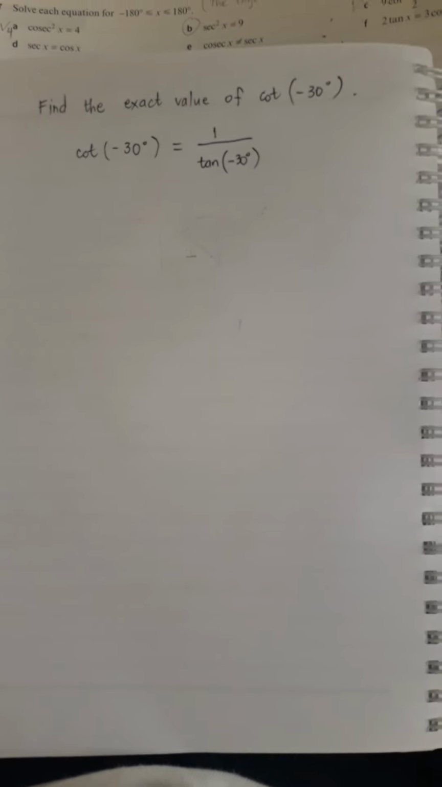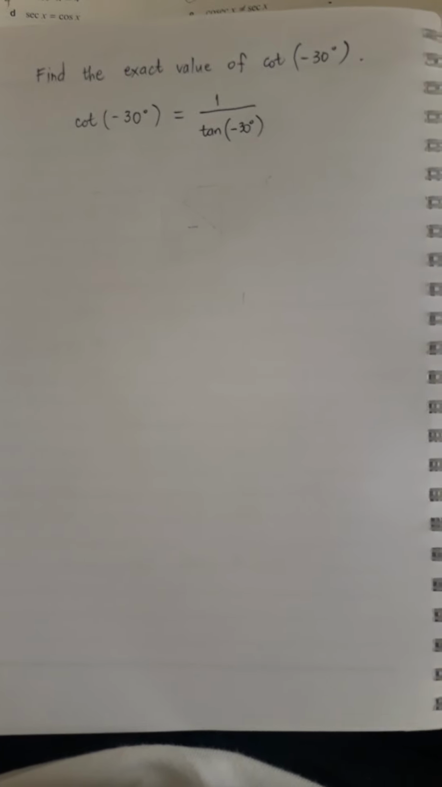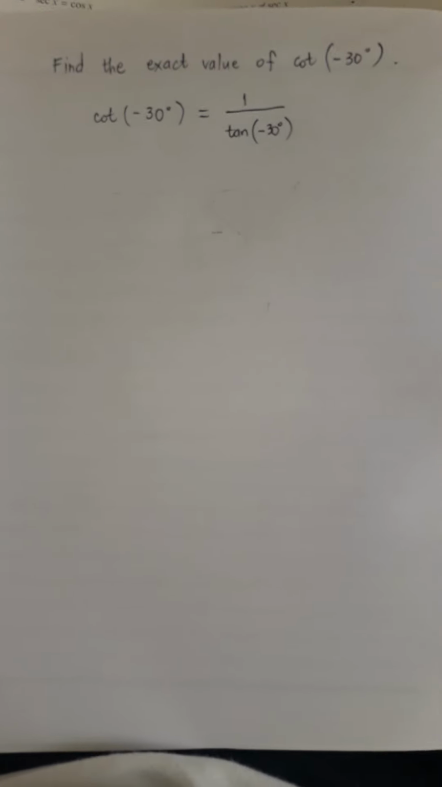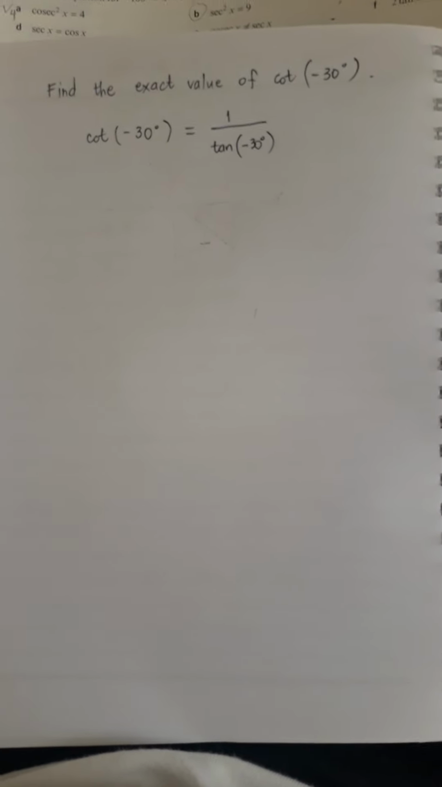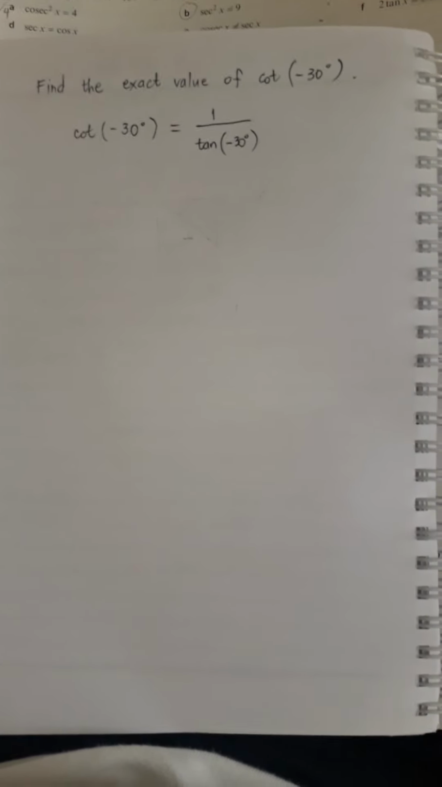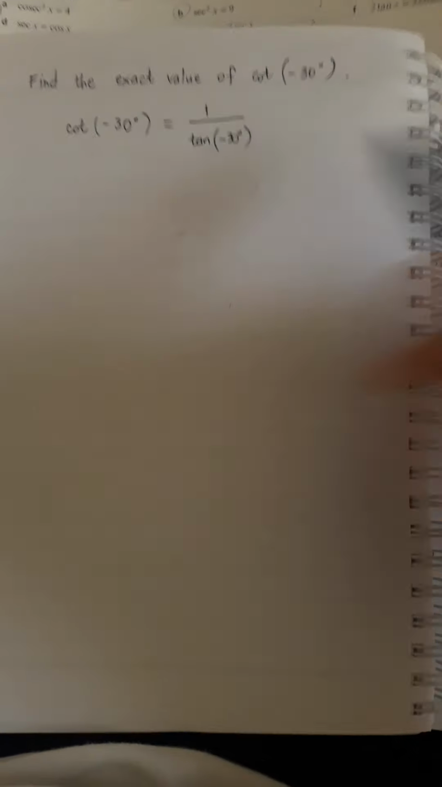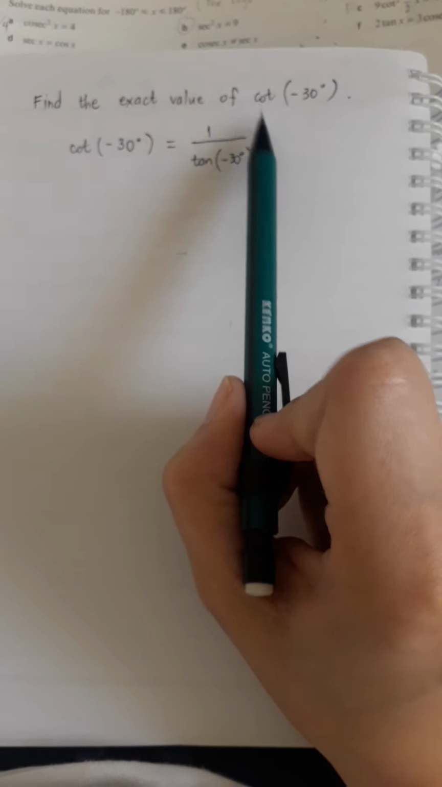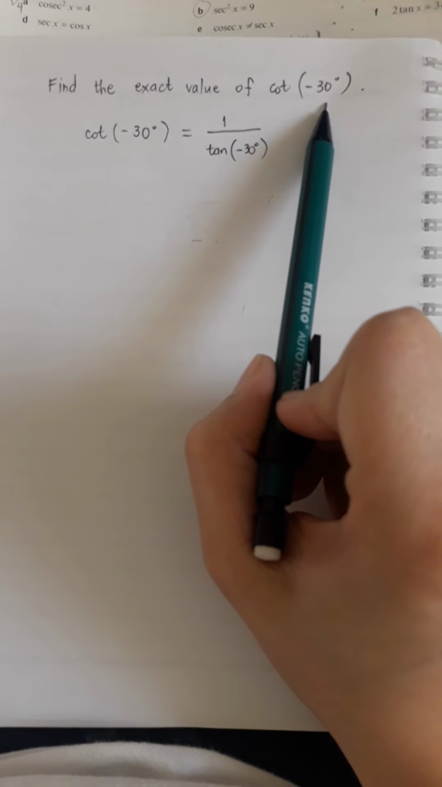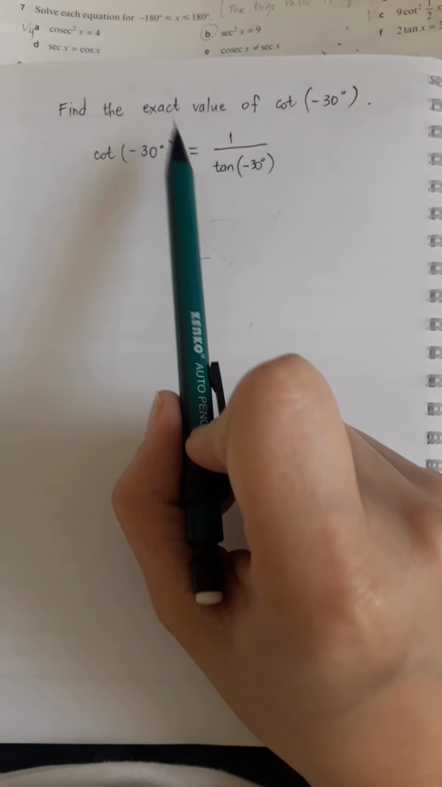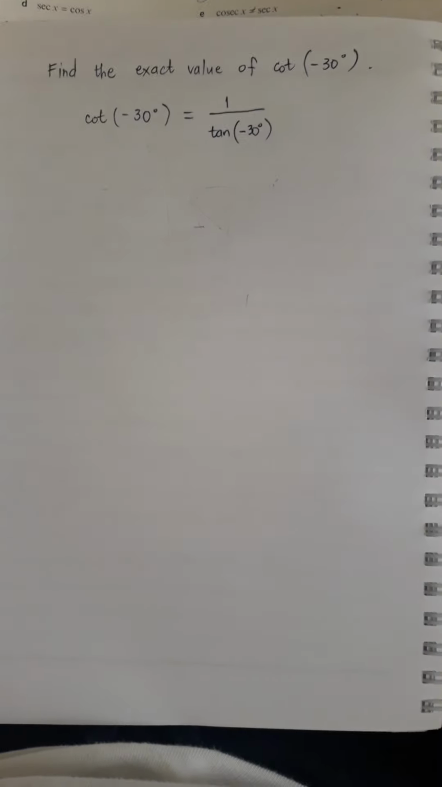Okay. This is video tutorial number 1 for chapter 3, which is trigonometry. In this chapter, we are talking about the reciprocal trigonometric ratios. One of them is cotangent, which we will be using for this problem. Here we need to find the exact value of cotangent of negative 30 degrees. When we say find the exact value, we have to do this without using the calculator.